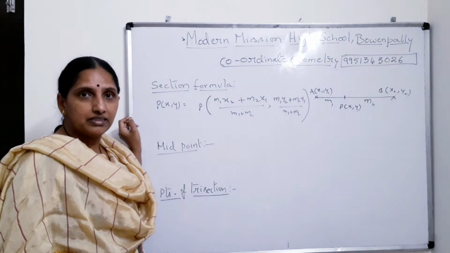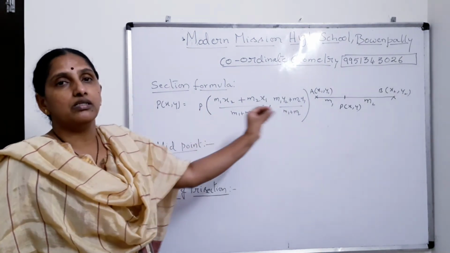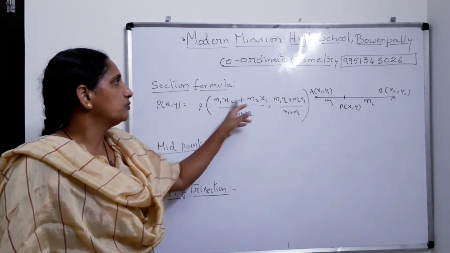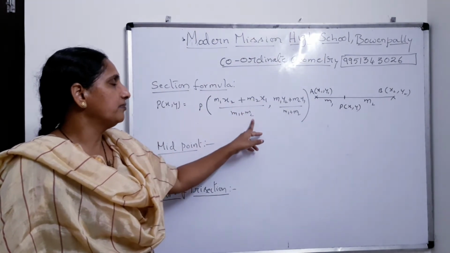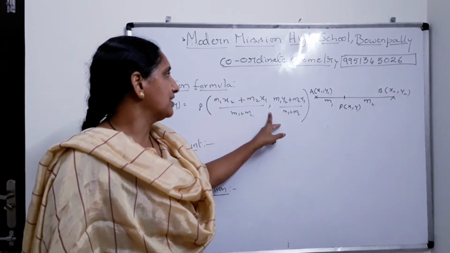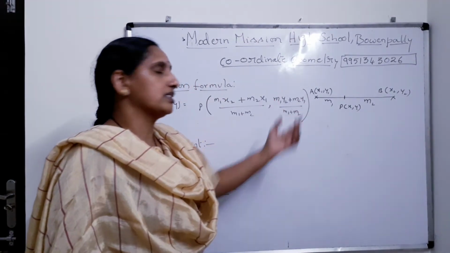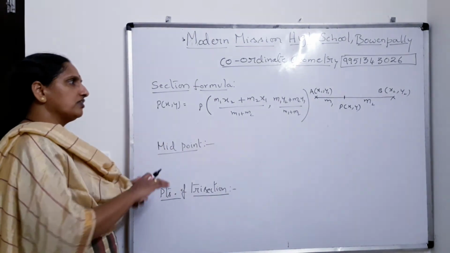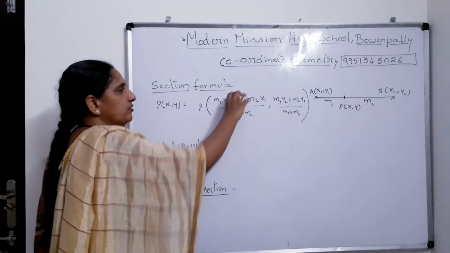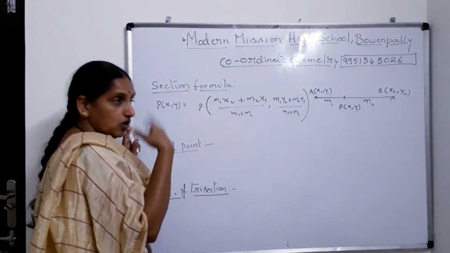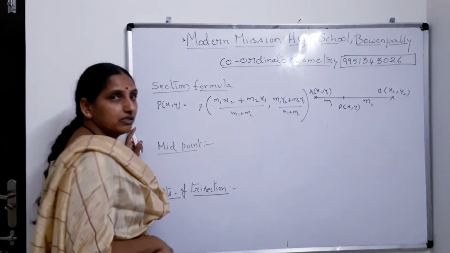So m1 plus m2 is the total number of parts into which the total length of the line is divided. Therefore m1 x2 plus m2 x1 divided by m1 plus m2 is the x coordinate of that particular point, and the y coordinate is like this. First you can find x is equal to this much and y is equal to this much, then afterwards substitute in this, or those who can do it directly can do it.